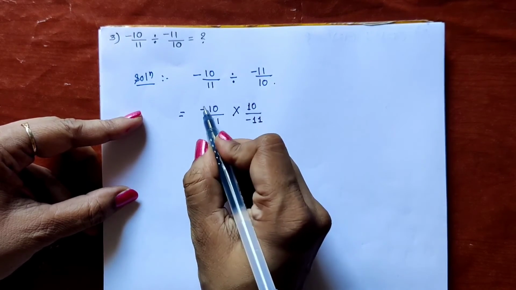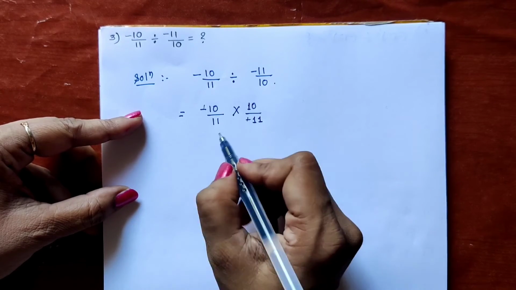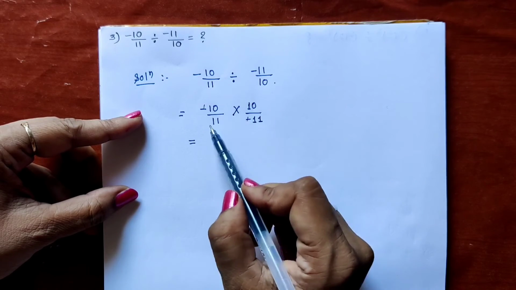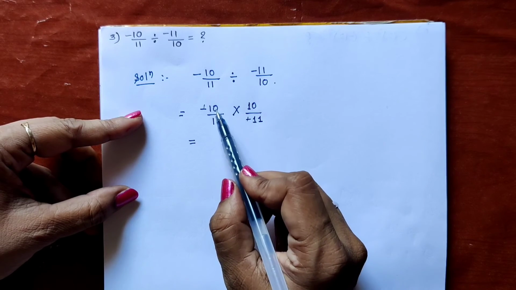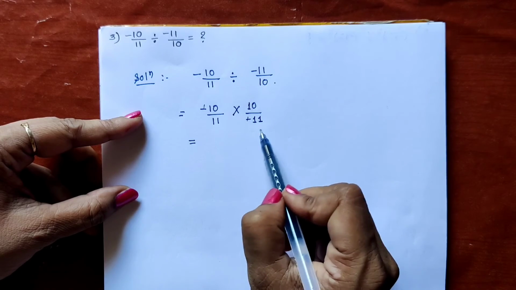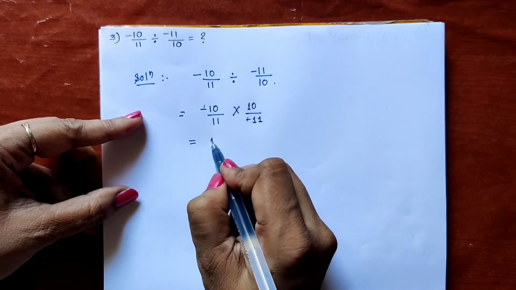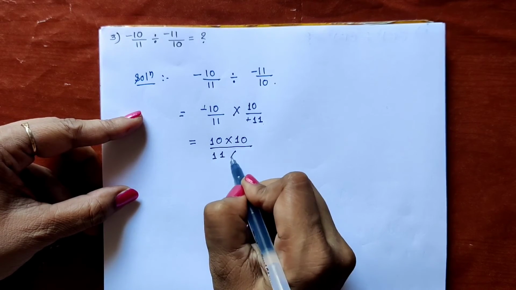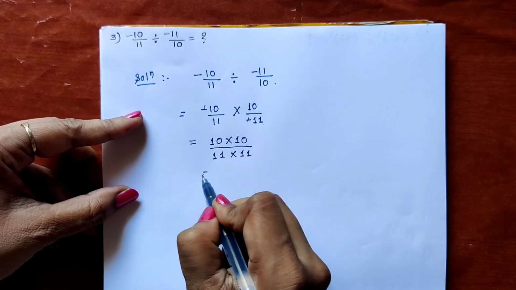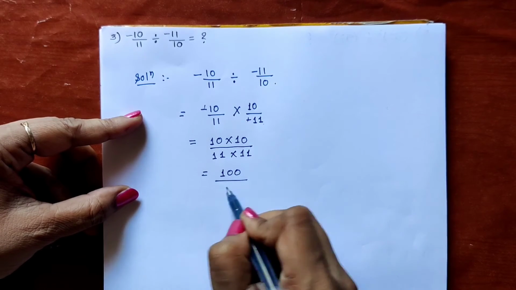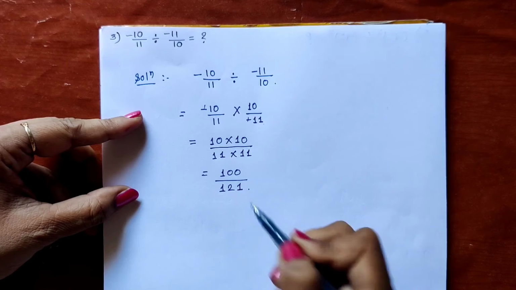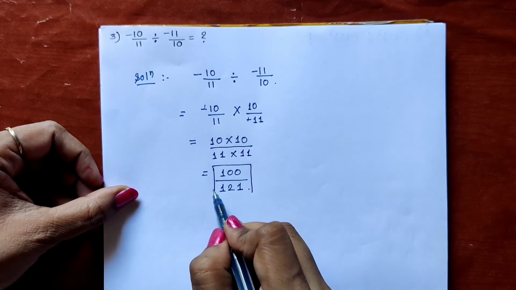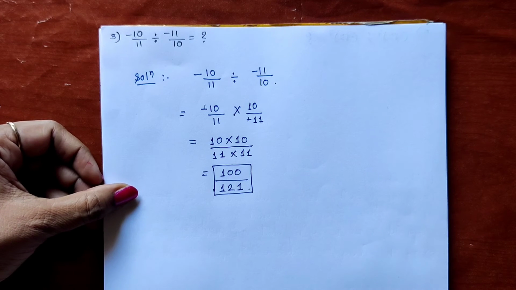Now minus minus sign will become plus. Because we cannot do any cancellation anywhere between numerator and denominator, we have to multiply numerator with numerator and denominator with denominator. So 10 into 10 and 11 into 11. What will be the answer? 10 tens are 100, 11 elevens are 121. So this is our answer. Now let us go on to the next sum.